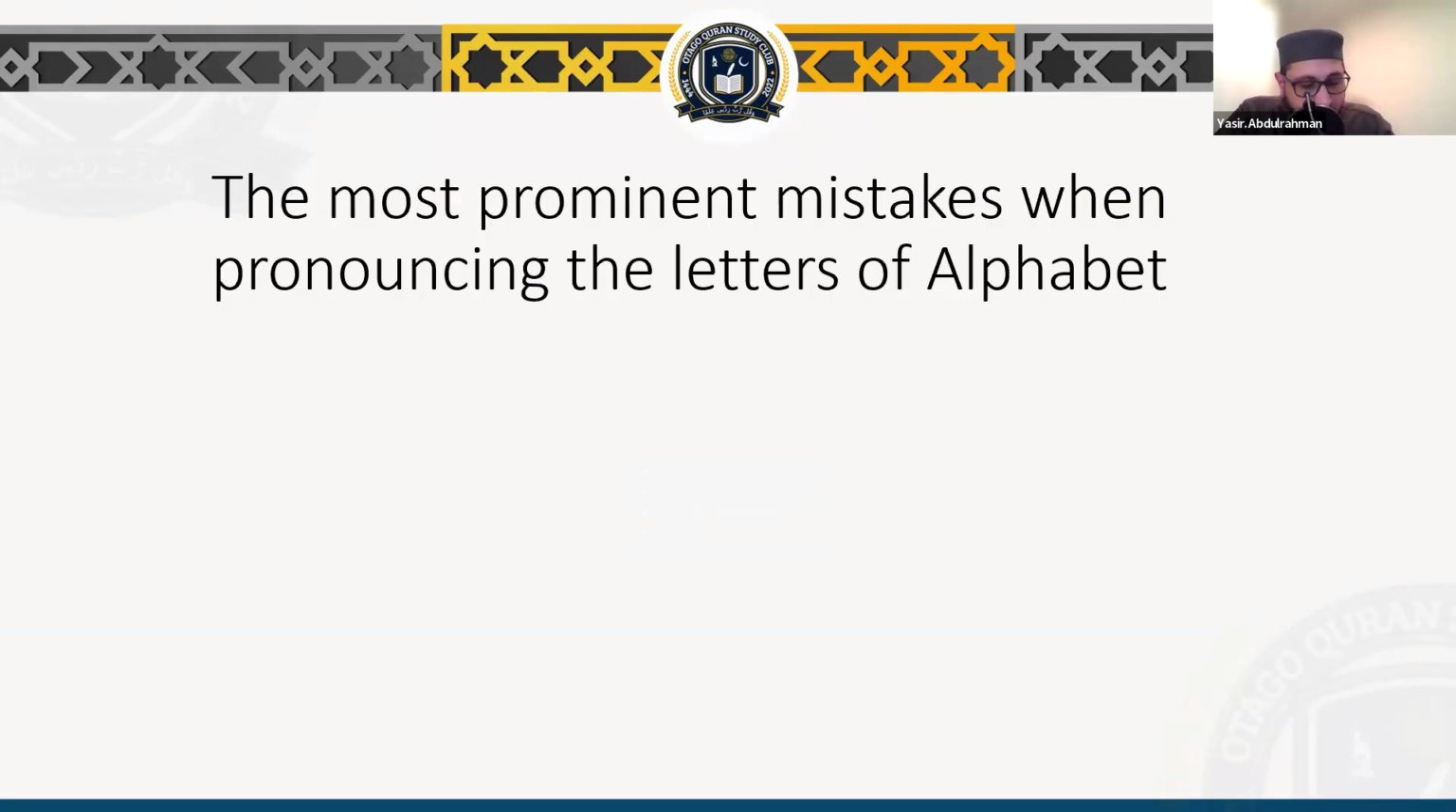The second one is exaggerating and giving it too much ghunna when stopping on it. For the same example, some people say نستعين, like this. That's wrong. That's too much. The third mistake is giving it qalqala when it has sukun. So instead of saying أنعمت, they say أنعمت. That's wrong.